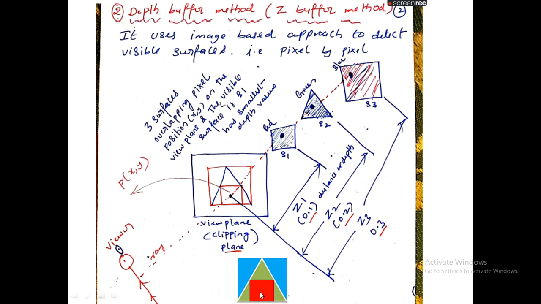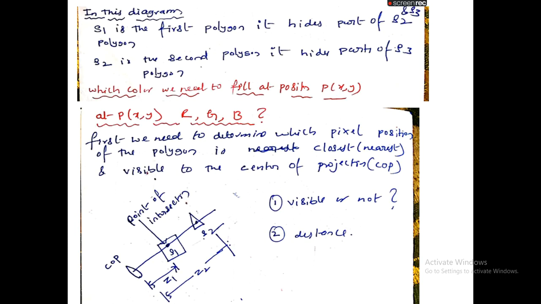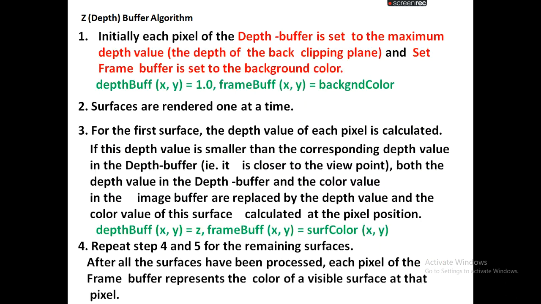So if I take here p of x y, the processor will display red color. If I take here, the processor will display green color. It will not display blue color, because green color is closer to the observer. Those distances are stored in the depth buffer. By taking the corresponding depth buffer information for that particular pixel, that particular color has to be displayed on the screen of the monitor. So this is about how exactly the Z buffer algorithm works.